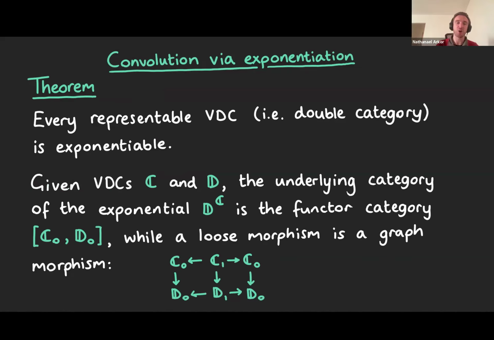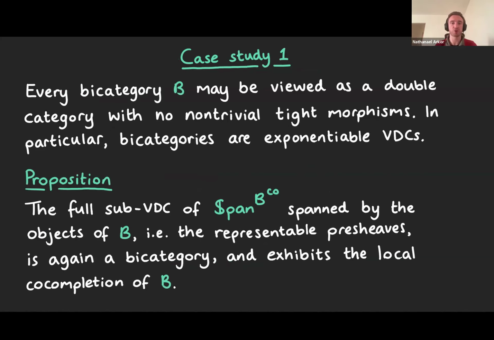But let's see how this really does capture the examples we were interested in. The first example was we start with a bicategory. Now every bicategory can be viewed as a double category where the only typed morphisms are identity morphisms. And so this means every bicategory can be viewed as an exponentiable virtual double category. Now we saw before there was an example of a double category, which is a double category of sets and spans. This is a virtual double category because every double category defines a virtual double category.